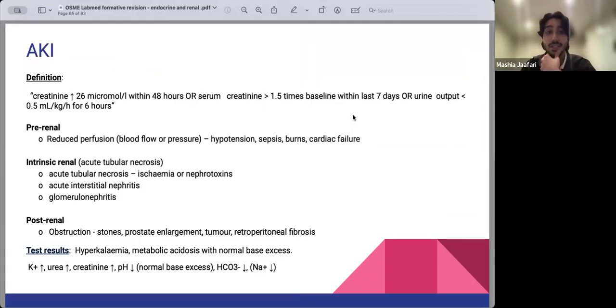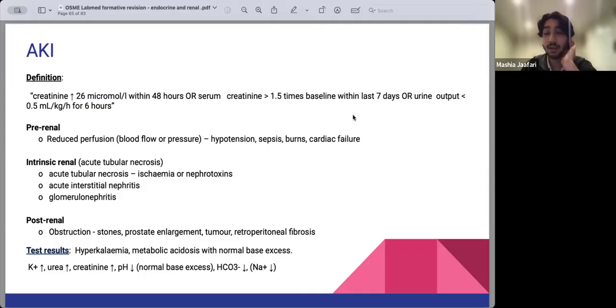So it can be a rise in creatinine of more than 26 micromoles per liter within 48 hours, or serum creatinine more than 1.5 times the baseline within the last 7 days, or a urine output of less than 0.5 milliliters per kg per hour for more than 6 hours. So it can be any of those three. Usually it'll be the creatinine going up by more than 1.5 times the baseline in the last 7 days.